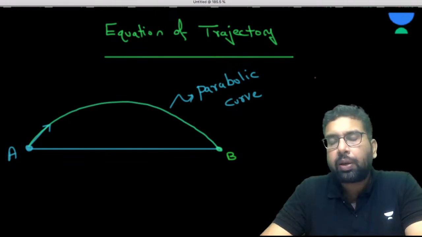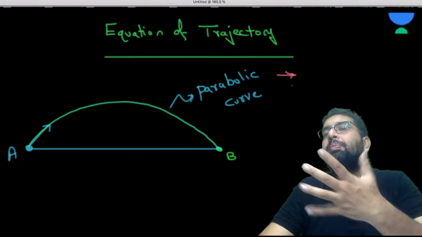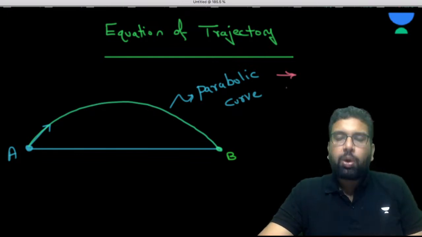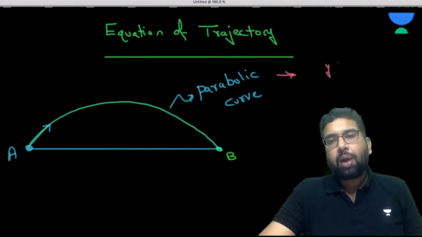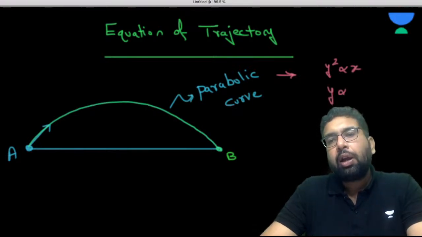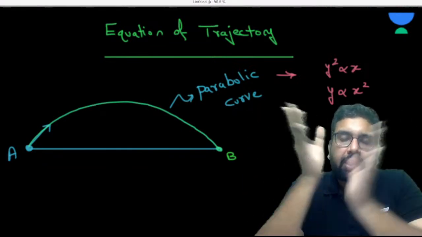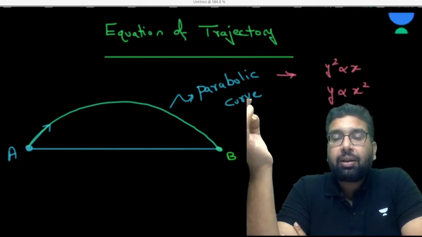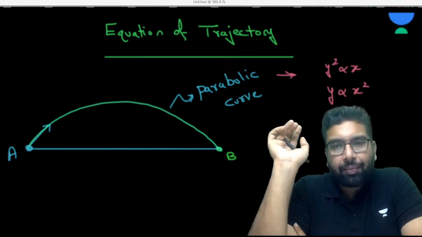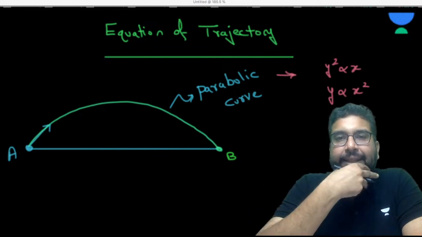Yes, open downward. That is okay. It is a parabolic curve, but how and why should we believe it? If it is a parabolic curve, we must have something like this: y square is proportional to x, or y is proportional to x square. This is what we call a parabolic equation. So when we develop a relationship between y and x, it must be a relationship having a square. Then only we must believe that this is a parabolic function.